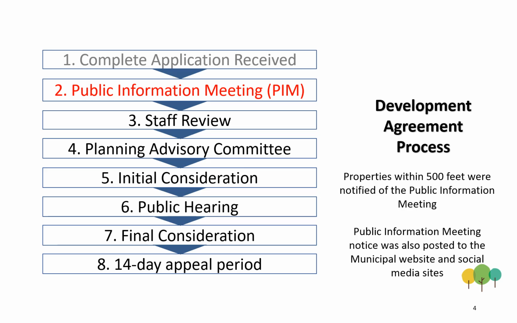Again, properties within 500 feet will be notified of the public hearing, and it will also be advertised on our website and social media sites. Public hearings are held in the council chambers and are an opportunity for members of the public to come in and share their concerns or comments directly with the council. Soon after the public hearing, the application will be given a final consideration and council will make a decision on the application. This decision will be advertised on our website and social media sites, and the application will move on to a 14-day appeal period.